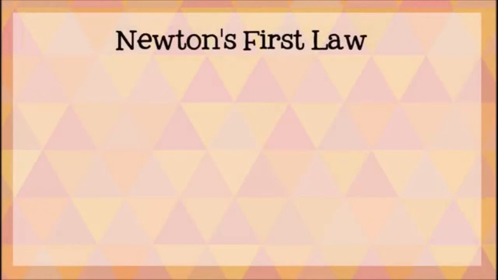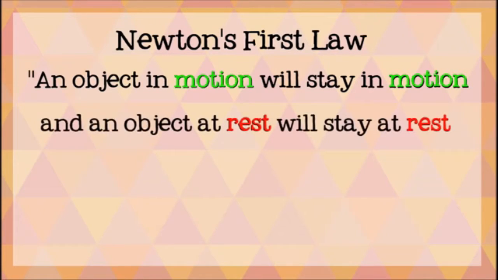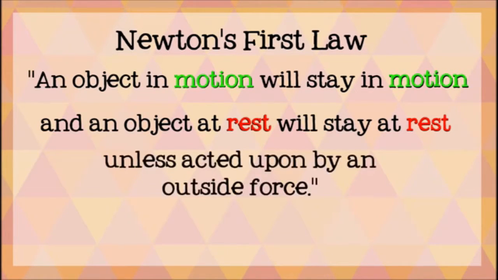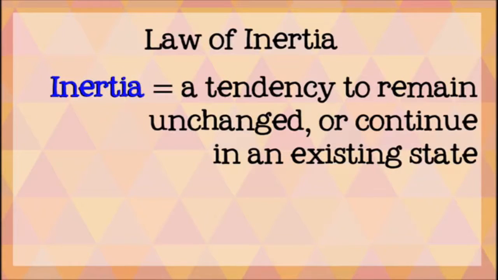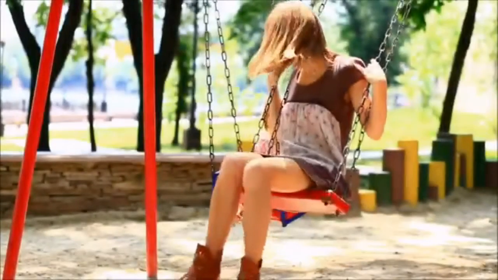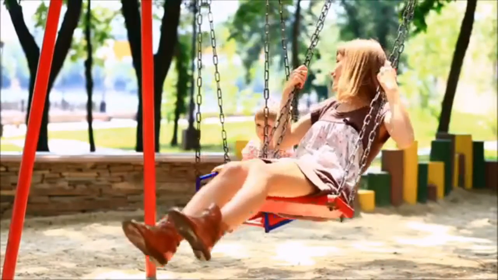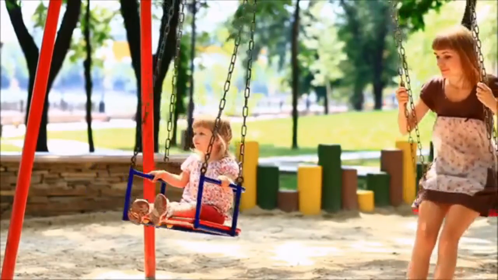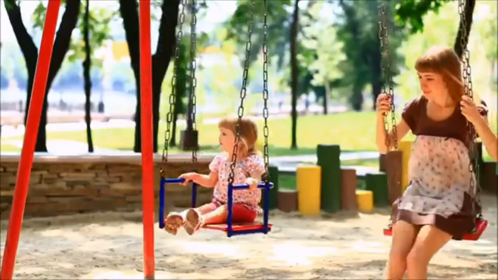Newton's first law of motion is often stated as: an object in motion will stay in motion, and an object at rest will stay at rest, unless acted upon by an outside force. This law is also called the law of inertia, since inertia is the tendency of an object to keep doing what it's doing. You have experienced Newton's first law if you have ever used a swing on a playground. In order to start swinging, you have to use a lot of force, but once you get going, it can be hard to stop.